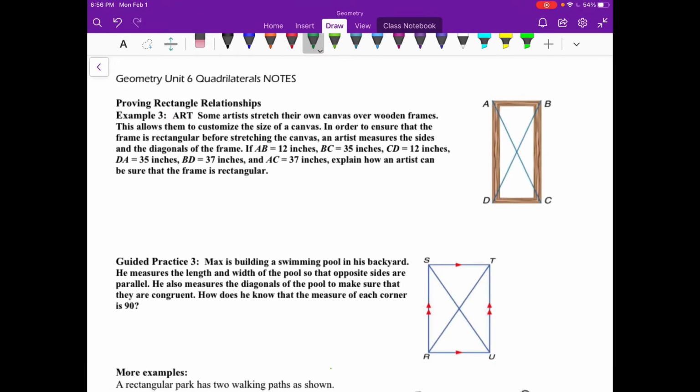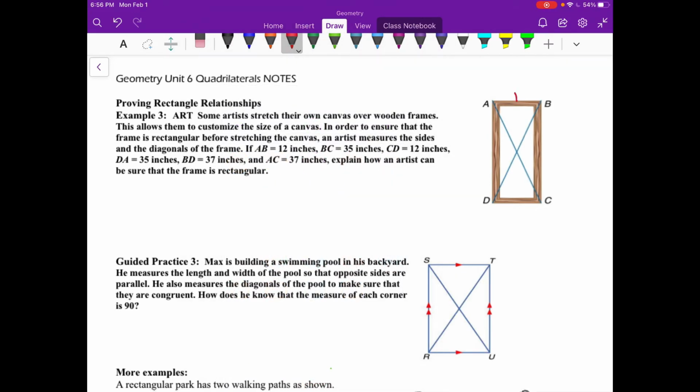Okay, we've got a word problem here. This one's about art. Some artists stretch their own canvas over wooden frames. This allows them to customize the size of a canvas. In order to ensure that the frame is rectangular before stretching the canvas, an artist measures the sides and the diagonals of the frame. If AB equals 12 inches, okay, let me start labeling.